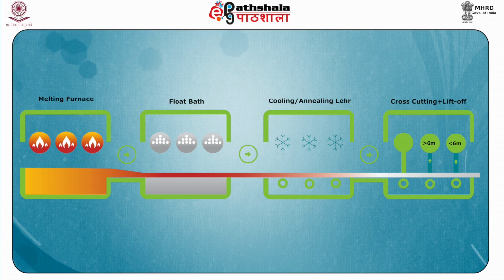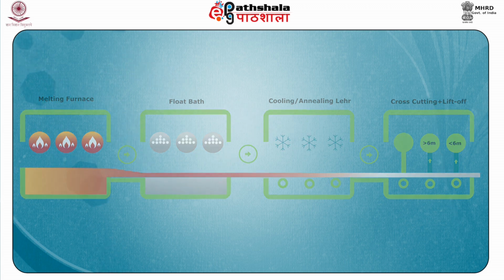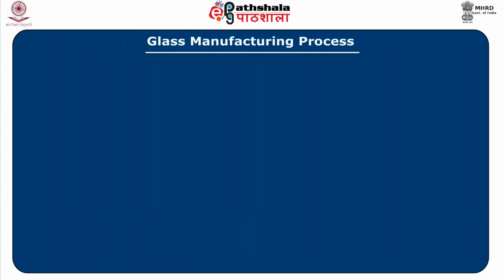The success of this process lay in the careful balance of the volume of glass fed into the bath, where it was flattened by its own weight. Full-scale profitable sales of float glass were first achieved in 1960. Now, the major stages involved in the method of manufacturing float glass are shown. Let's study these steps in detail.